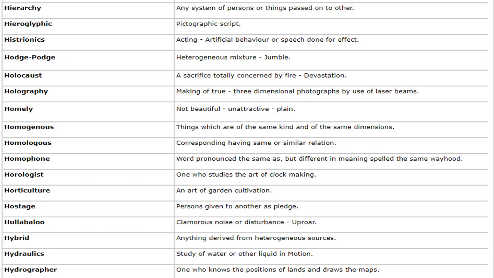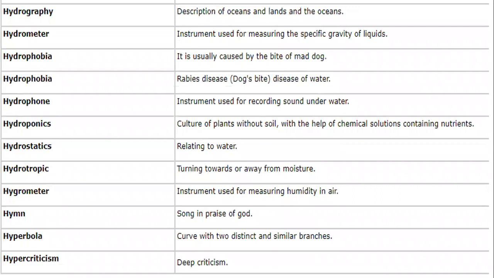Hybrid, anything derived from heterogeneous sources. Hydraulics, study of water, the liquid in motion. Hydrographer, one who knows the positions of lands and draws the maps. Hydrography, description of oceans and lands. Hydrometer, instrument for measuring the specific gravity of liquids.